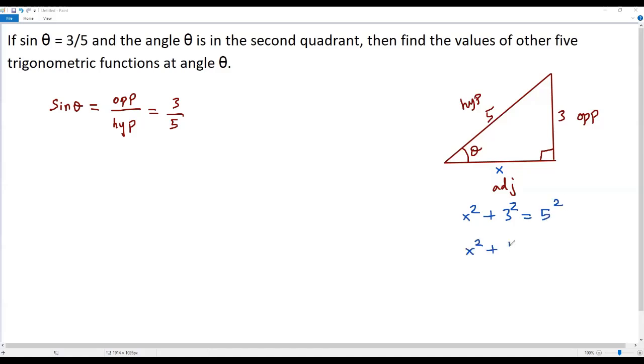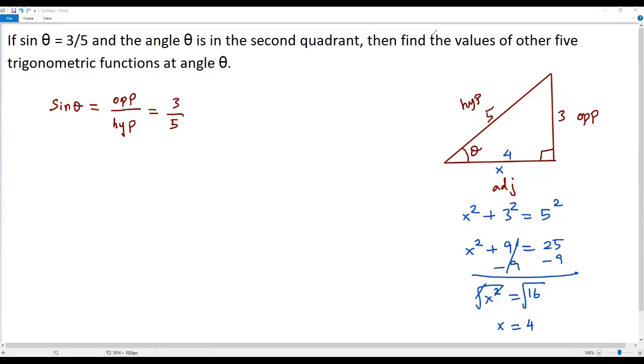So x squared plus 3 squared, which is 9, equals 5 squared, which is 25. Let's subtract 9 from both sides. Positive 9 and negative 9 cancel out, and I get x squared equals 16. To get rid of the square, I'm taking the square root on both sides. The square root and square cancel out, and I get x equals the square root of 16, which is 4. So the length of the adjacent side is 4.